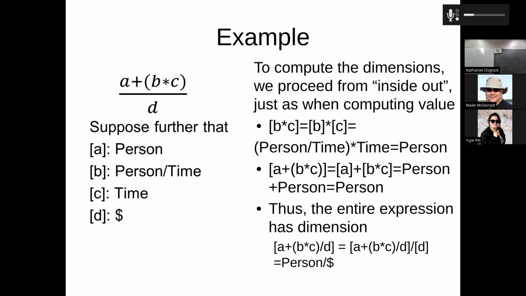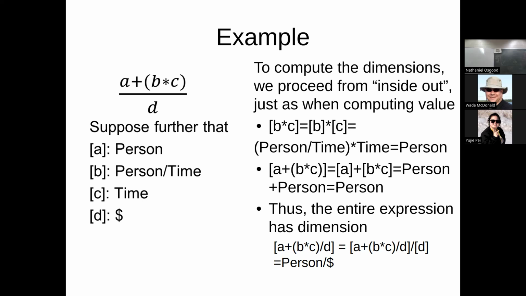Person. You add it to a person. Is that okay? Yes, it's meaningful. If you added person to time, it would be totally meaningless. Numerically, you could do it, but it would be rubbish. It'd be full of sound and fury, signifying nothing. This is meaningful, adding things to the same dimension.